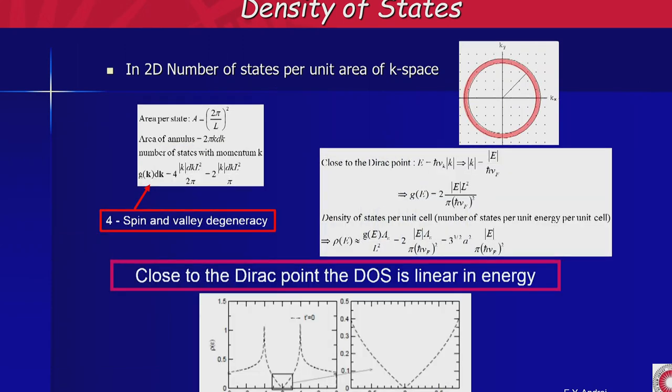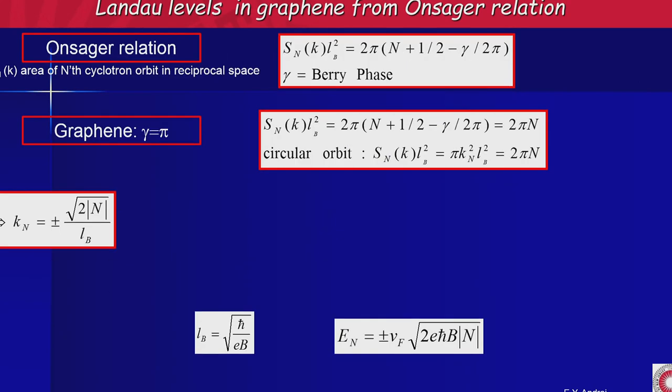Okay, here's the derivation. I'm going to skip it. Okay, so now let's go back to the Onsager relation. Yesterday we derived the Onsager relation, and that tells us that the area of the nth cyclotron orbit in reciprocal space multiplied by the magnetic length squared is 2 pi times an integer n, plus these corrections that come from quantum mechanics. 1/2 comes from the zero-point energy, and this gamma is the Berry phase.